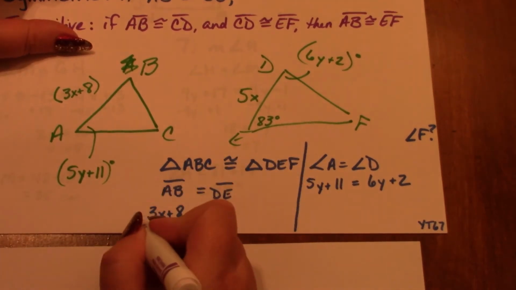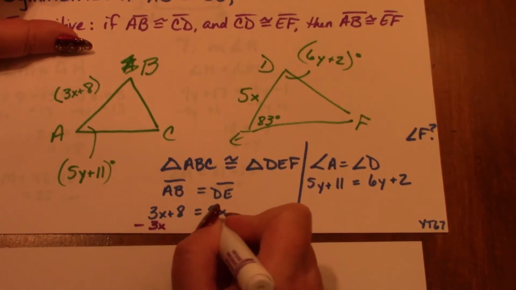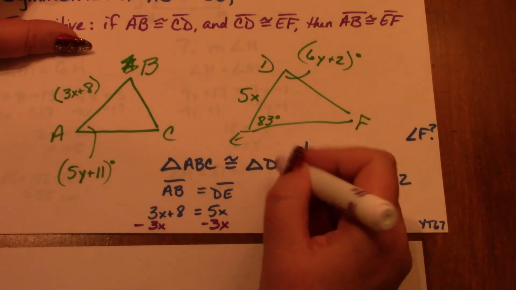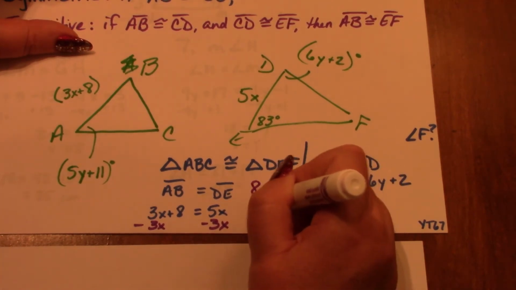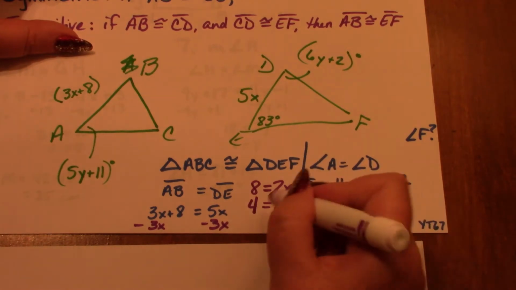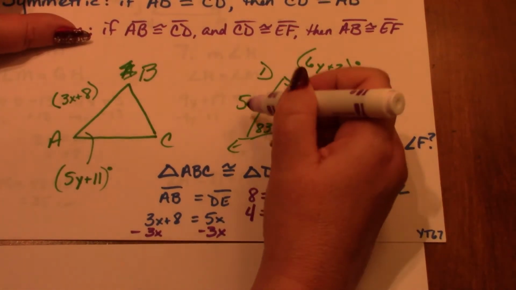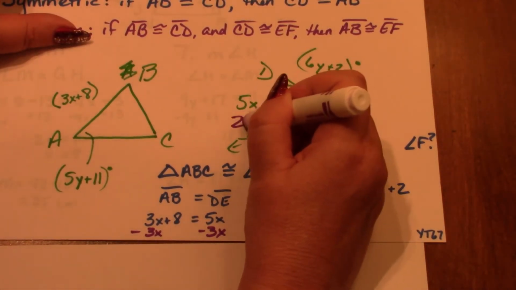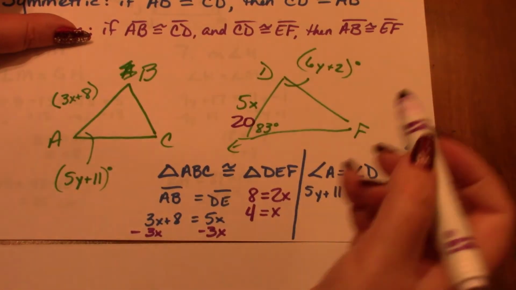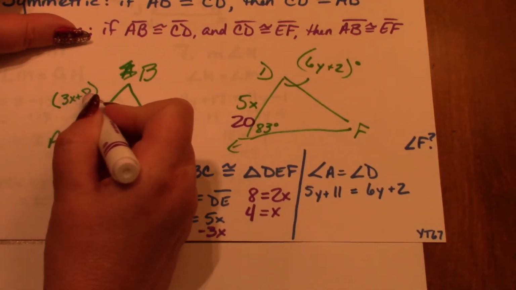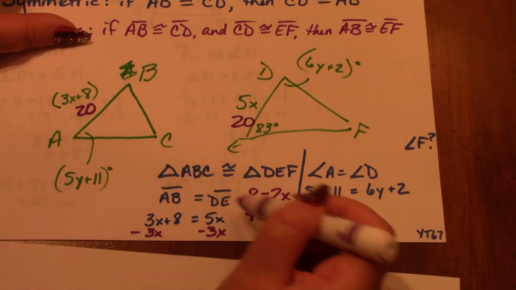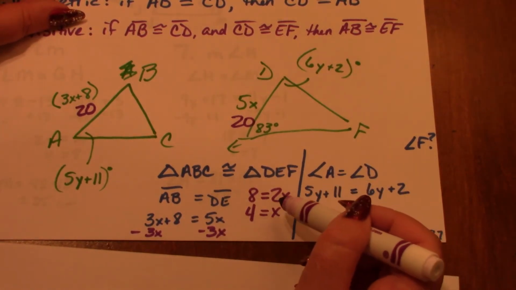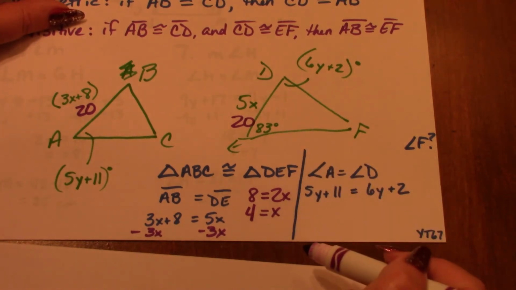So if we subtract 3x from both sides, we end up with 8 equals 2x and x equals 4. Knowing this, this is 20, and this is 12 plus 8, which is 20. So we can now give the length of line AB or DE.